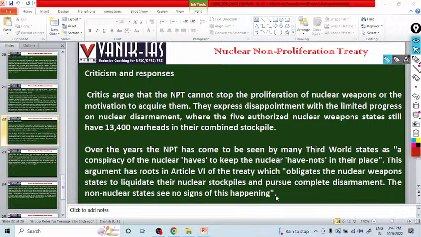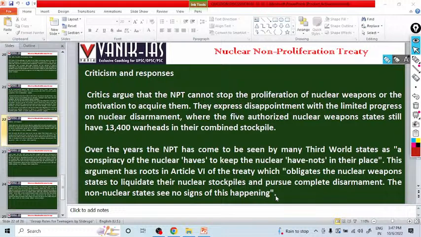Over the years, the NPT has come to be seen by many third world states as a conspiracy of the nuclear hubs to keep the nuclear have-nots in their place. This argument has roots in Article 6 of the treaty, which obligates the nuclear weapon states to liquidate their nuclear stockpile and pursue complete disarmament, which they have never complied with. This is not happening at all.